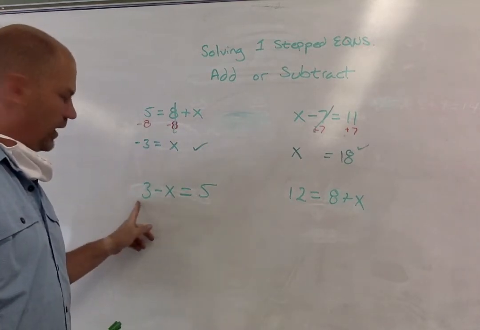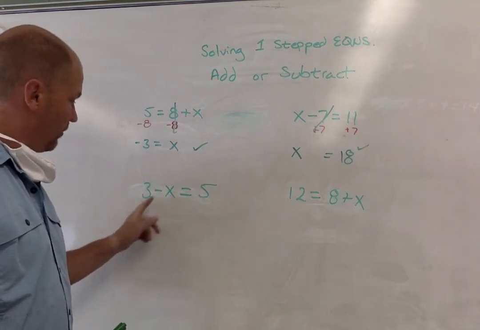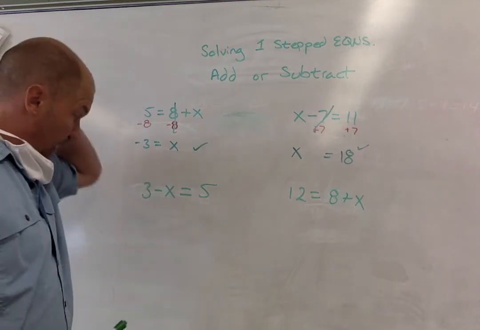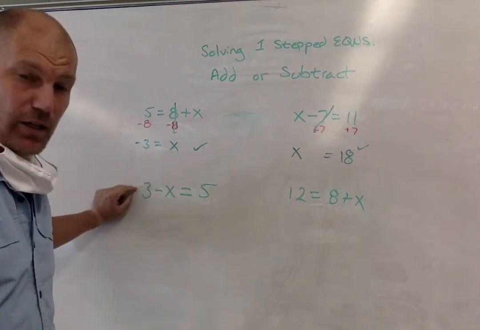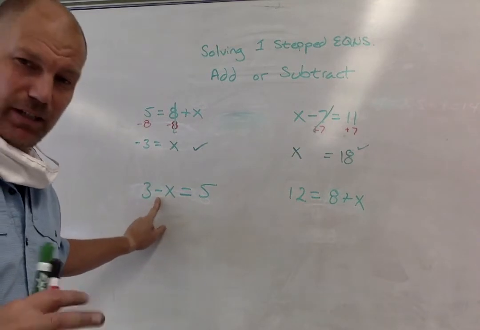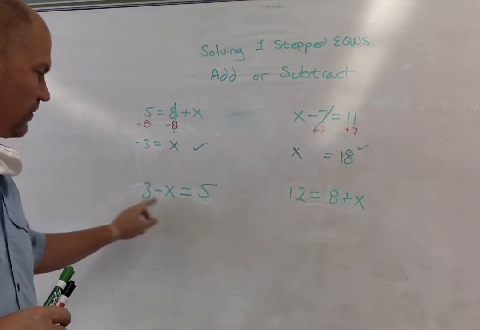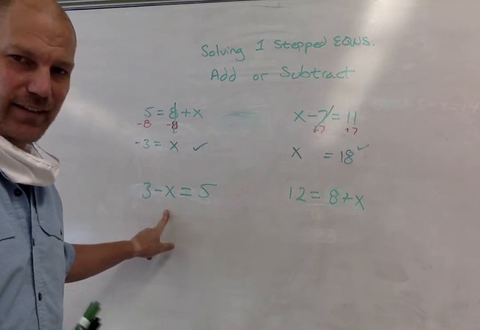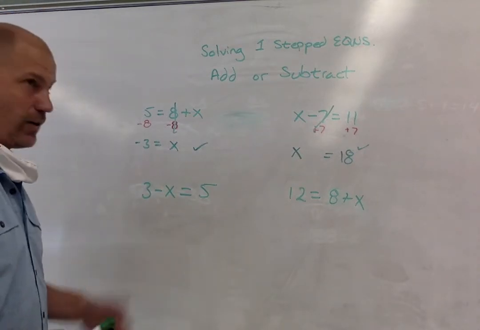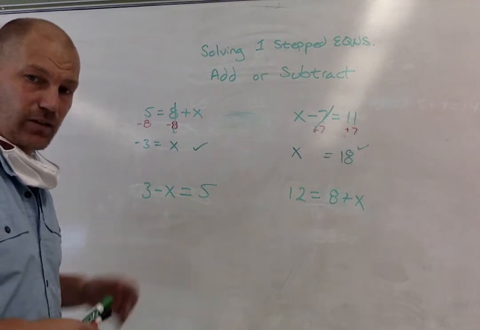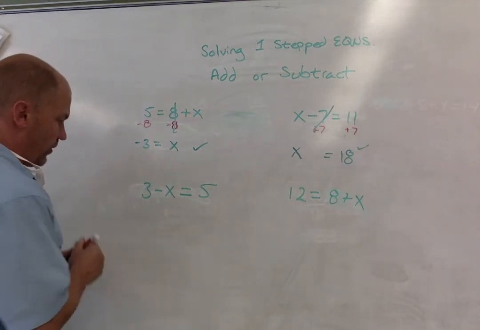So here we go. We have 3 minus x equals 5. This is a positive 3. So be careful. This minus sign might feel a little tricky, but this is a positive 3. So 3 is being added to negative x. 3 is being added to negative x. So how do we undo that? Well, we'll have to subtract 3 from both sides.